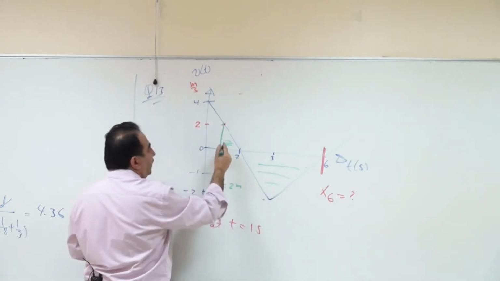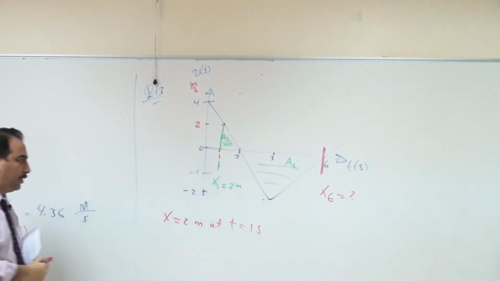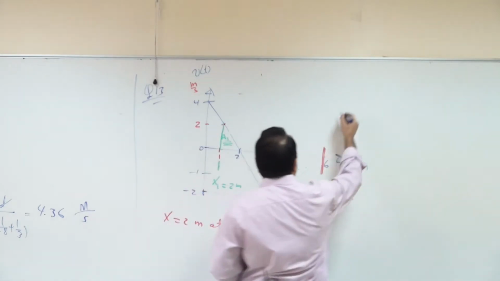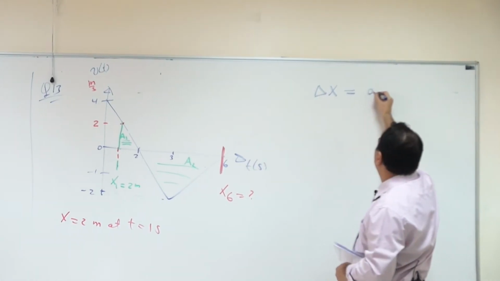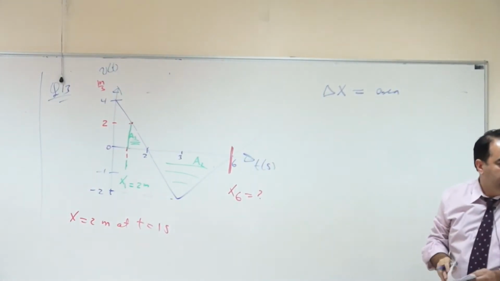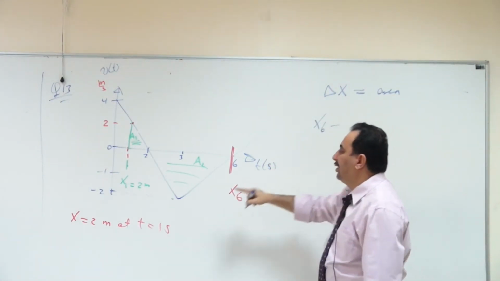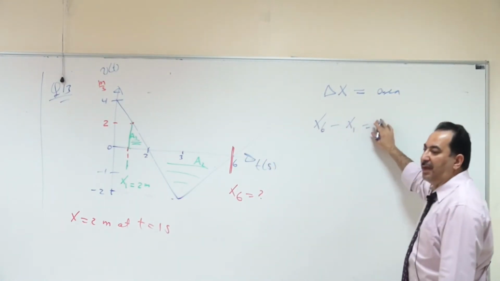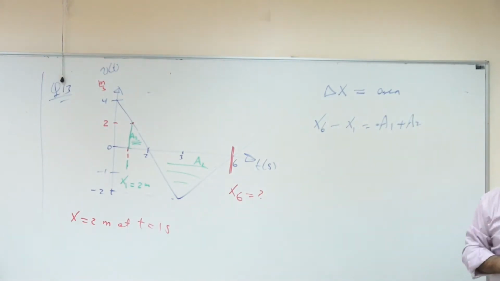So how many areas do we have? Area 1 and area 2. Okay, don't forget, this is not an XT graph. It's a VT graph. So in a VT graph, the change in position, displacement, equals area. Change in position, final is x6, initial is x1, equals area. What is my area here? Area 1 plus area 2. Shall I use absolute value for the areas? No. Because I'm talking about position, displacement, they have signs.